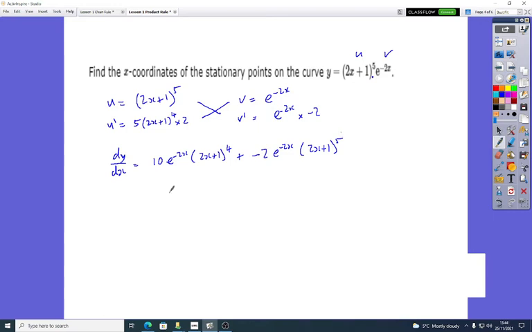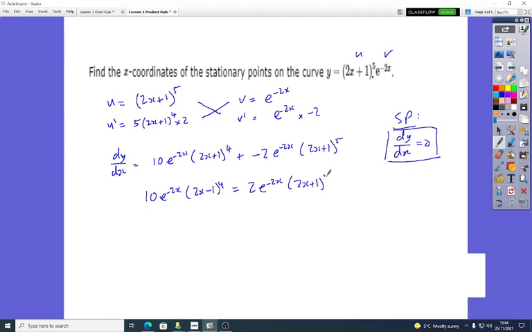Okay, so we've got those, and it's asked us for the stationary point. Now, stationary point is where dy dx is equal to 0. So that's when this is equal to 0. So I'm going to do 10 e to the minus 2x, 2x minus 1. Now, because it's equal to 0, this is minus. I'm going to take that to the side, so that's going to equal 2 e to the minus 2x, 2x plus 1 to the power 5.